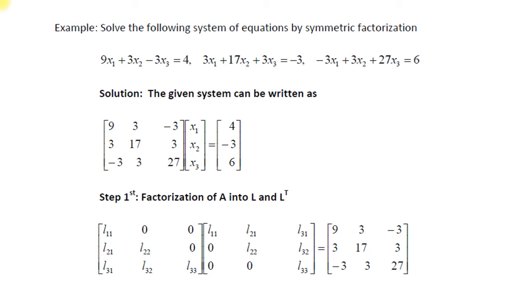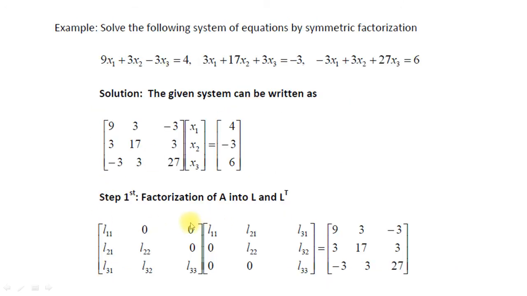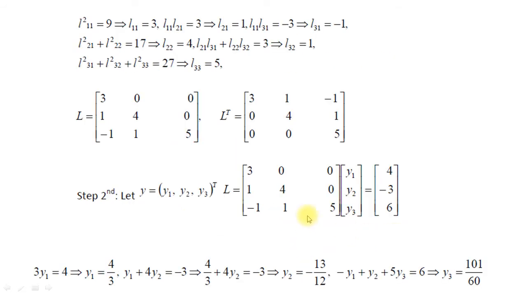Now multiply these two matrices, as you see over here. After multiplication, compare this matrix with the known matrix, and we can find the entries. The first row with the first column, L11 square, is equal to 9. The first row with the second column, L11 L21, is equal to 3, and the first row with the third column, L11 L31, is equal to -3.